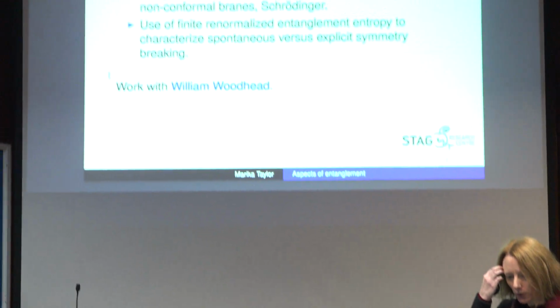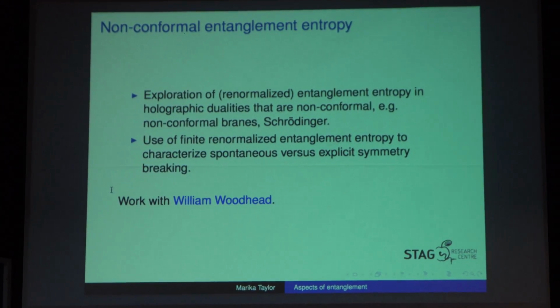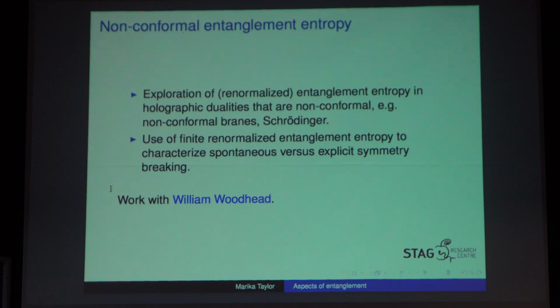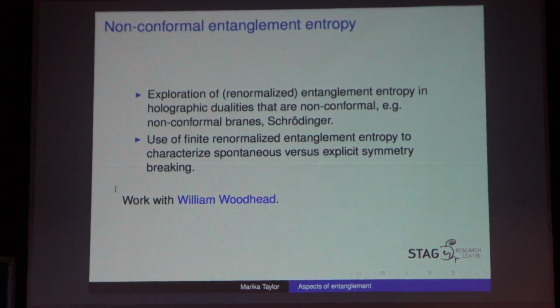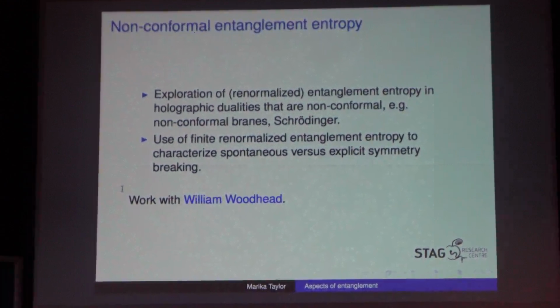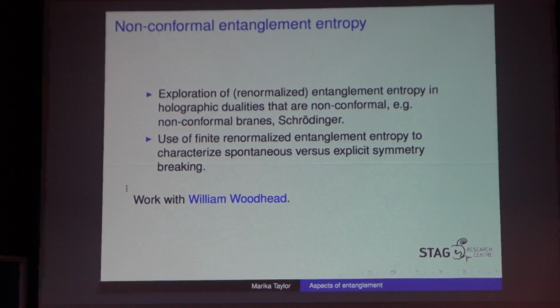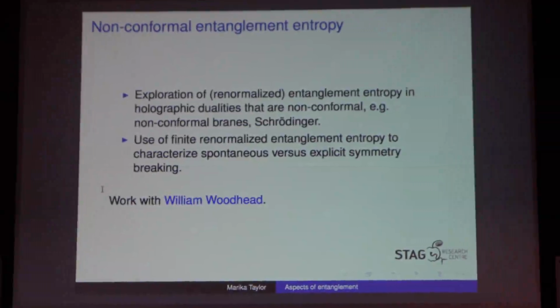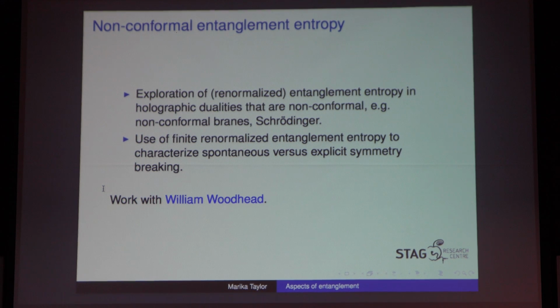The other thing we did with William is look at renormalized entanglement entropy in a range of holographic dualities that are not asymptotically AdS, but are non-conformal, cases where we have a good understanding of what the dual quantum field theory is. What I have in mind here is things like non-conformal branes. These are dualities based on Dp-branes, where p is not 3, where the dual quantum field theory has a dimensionally running coupling. Things like Schrödinger. We looked at how you could do a renormalized entanglement entropy in those cases and what it captures.